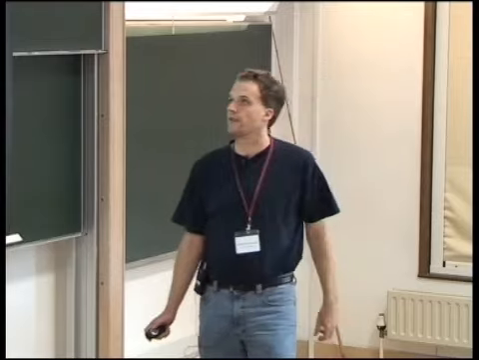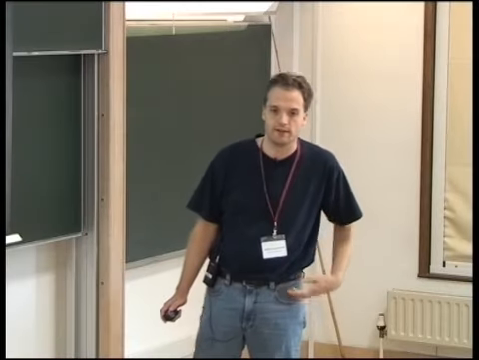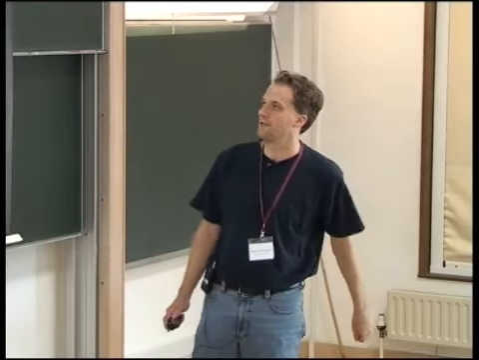So, of course, the main question is, if we have a set of quartets, can we find one tree that displays all the quartets? In that case, we say the quartet set is compatible. And of course, mathematicians are interested in existence. And if you have existence, then you're interested in uniqueness. So in this case, if there is exactly 1 tree that displays all the quartets, or this doesn't have to be quartets, it could be other smaller trees, so if there is exactly 1 tree that displays them all, then we say that the collection of smaller trees defines the big tree.